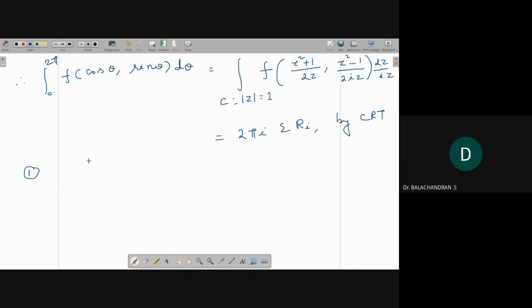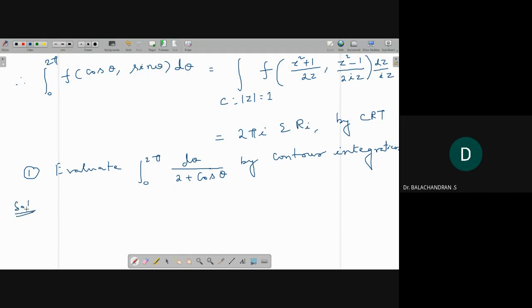Evaluate the integral from 0 to 2 pi of d theta divided by 2 plus cos theta, by contour integration. Solution.